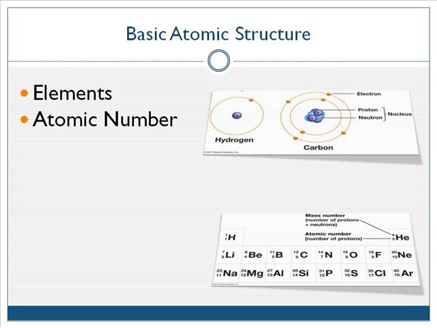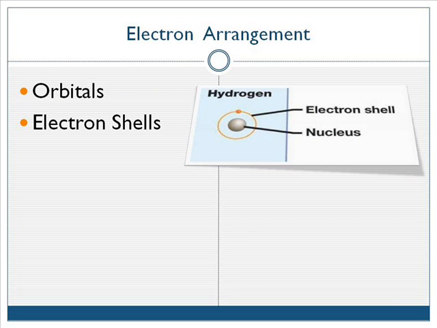Each element characteristically has a certain number of protons, which is the atomic number, which you can find on the periodic table. In the lower image, you're able to see a portion of the periodic table. The top number is the mass number, and the bottom number is the atomic number. Since an atom is neutral in its electrical charge, there's an equal number of protons and electrons.